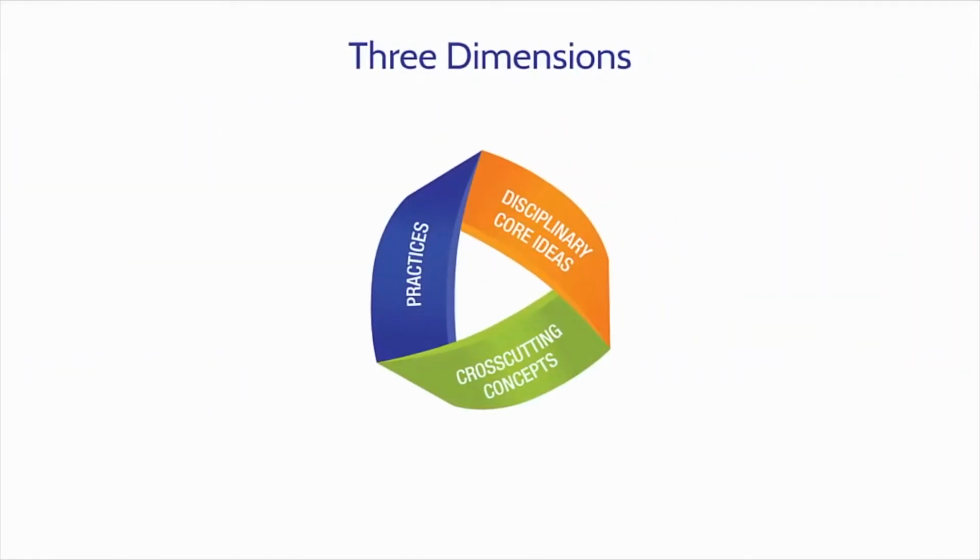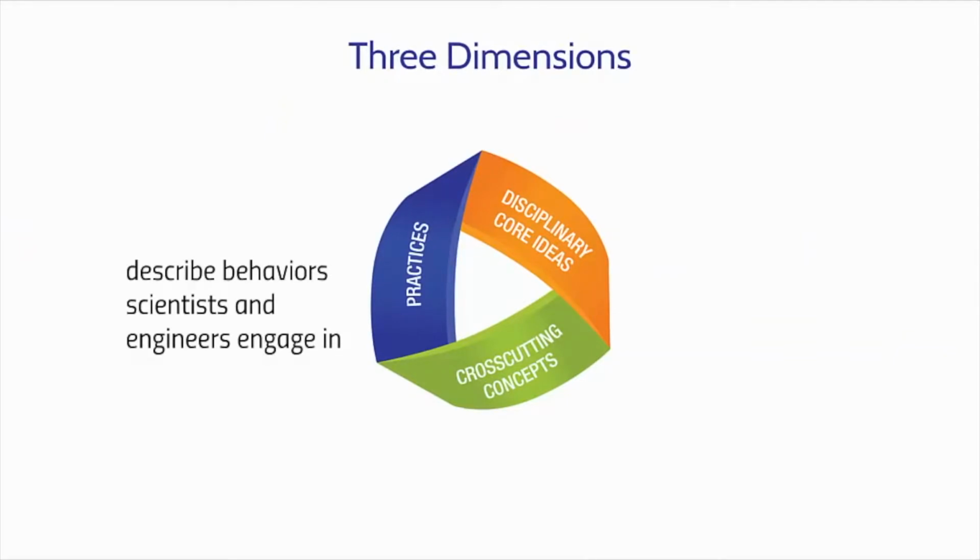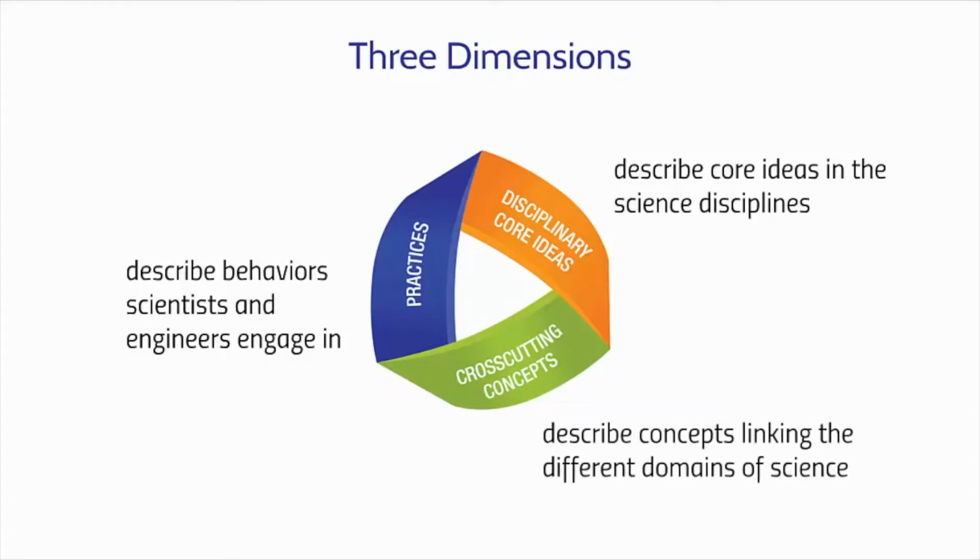The Next Generation Science Standards are based on 3 dimensions: the science and engineering practices, which describe behaviors scientists and engineers engage in; the disciplinary core ideas, which describe the core ideas in the science disciplines; and the cross-cutting concepts, which describe concepts linking the different domains of science. You may hear the science and engineering practices referred to as practices, and the disciplinary core ideas referred to as DCIs.